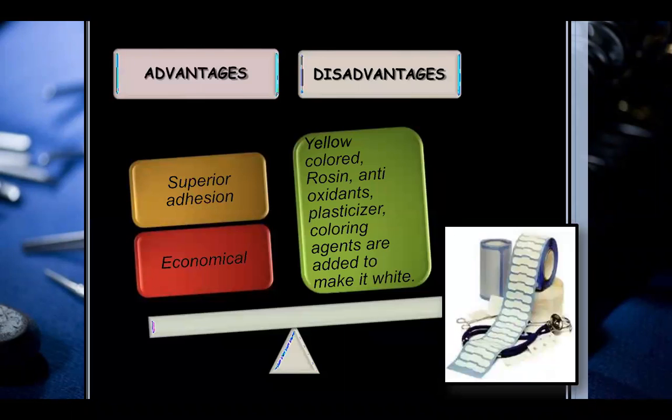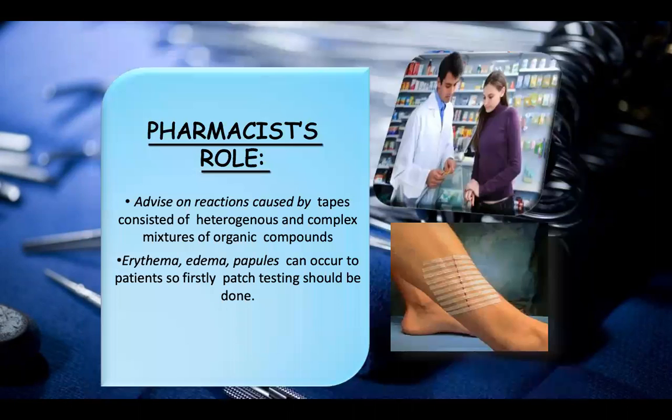Now what is the advantage? They give superior adhesion and fixation when you apply these tapes, and are economical compared to other things. Disadvantage: they have a yellow color, so rosin, antioxidants, plasticizers, and coloring agents are added to make them white. So this is a disadvantage, as different things have to be added. Mostly they can also produce some allergies, and the pharmacists know what type of allergies they can produce.